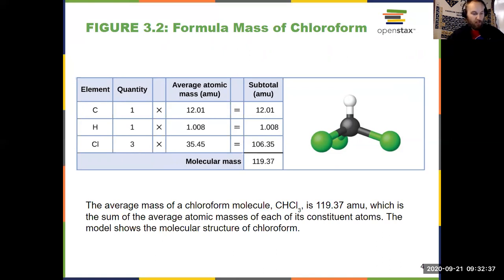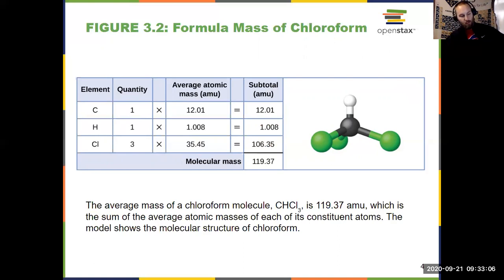Okay, so you've got to have your periodic table. And then I multiply them by their quantities. So carbon and hydrogen, that's easy. Chlorine, 3 times 35.45 gives me 106.35. Add all 3 together, and that gives me the molecular mass. So for every molecule of chloroform, it has an average atomic mass of 119.37 AMU, atomic mass units.